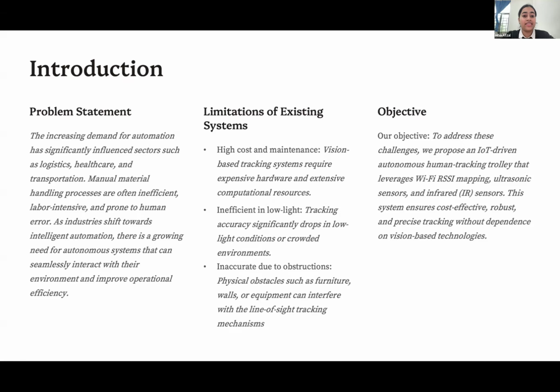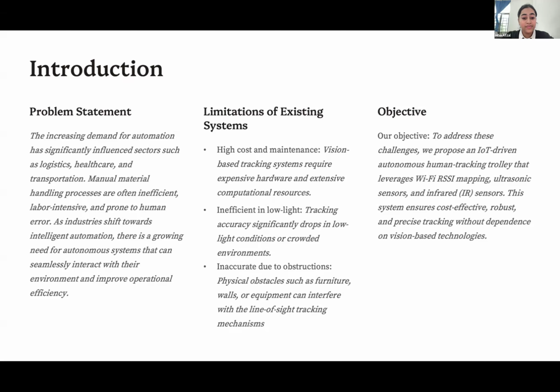The limitations of existing systems. High cost and maintenance: vision-based tracking systems require expensive hardware and extensive computational resources for image processing, making them financially impractical for large-scale implementation. They are inefficient in low light and crowded environments. Tracking accuracy significantly drops in low light conditions or crowded environments, as multiple moving entities can disrupt the recognition algorithms.